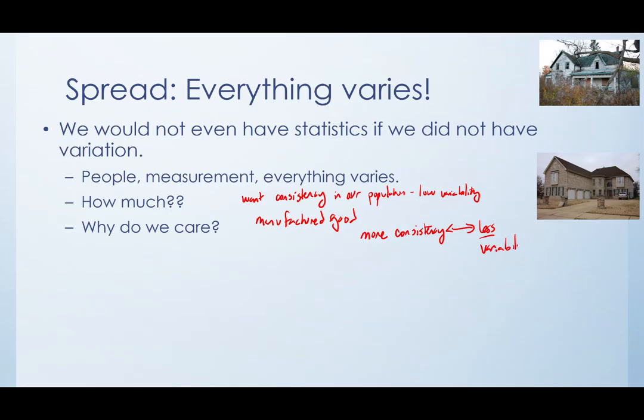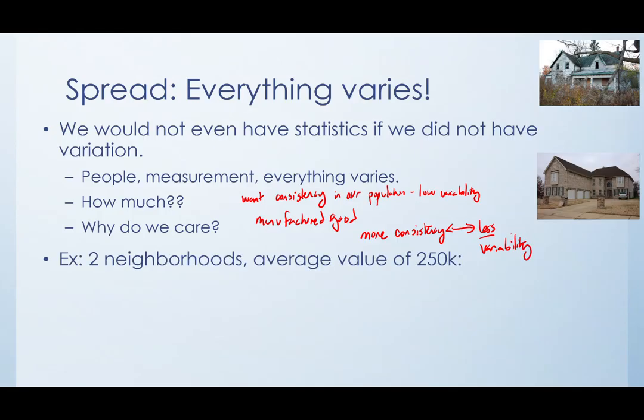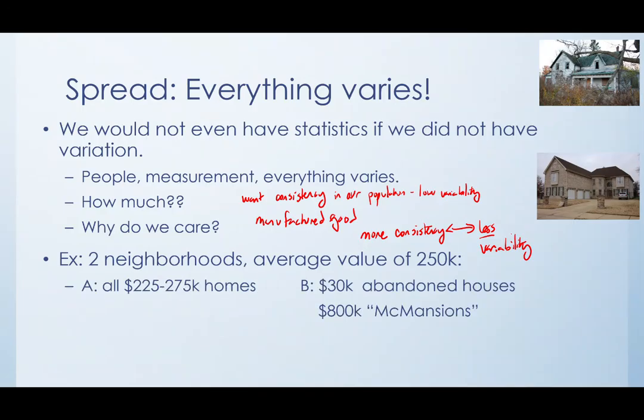Okay, and so we want to be able to know how much variability we have in our data. So we'll go back to our example. We're looking for a house at about $250,000. We've got neighborhood A, where all of the houses fall in about a 225 to 275 range. So they're all pretty consistent, right? Here's our house and our house and our house, and they're all right around the same. The average price is $250,000, and all the houses are right around there, which is typically what you want in a neighborhood, because that helps to maintain the value of the houses.